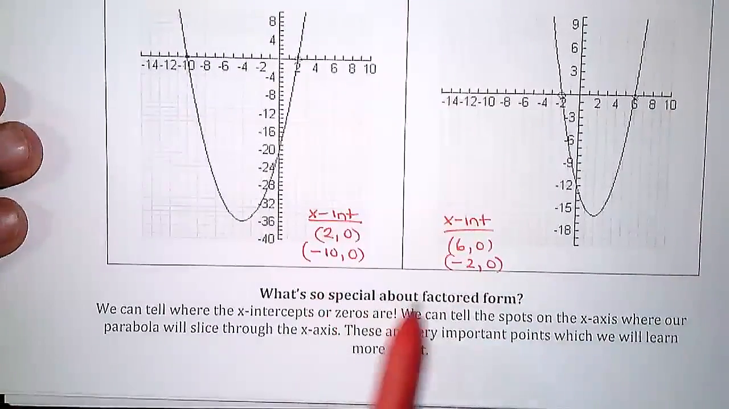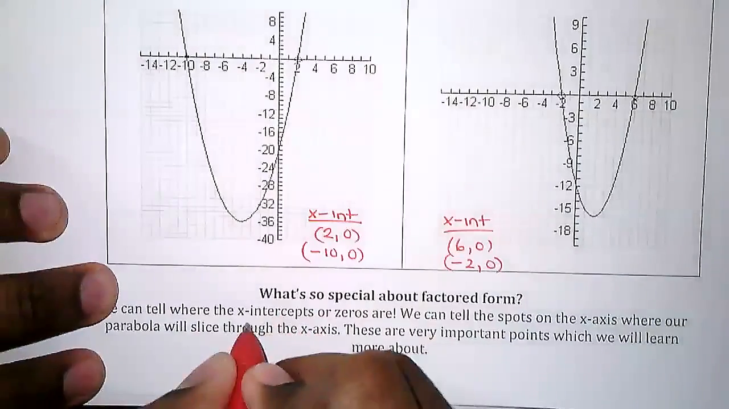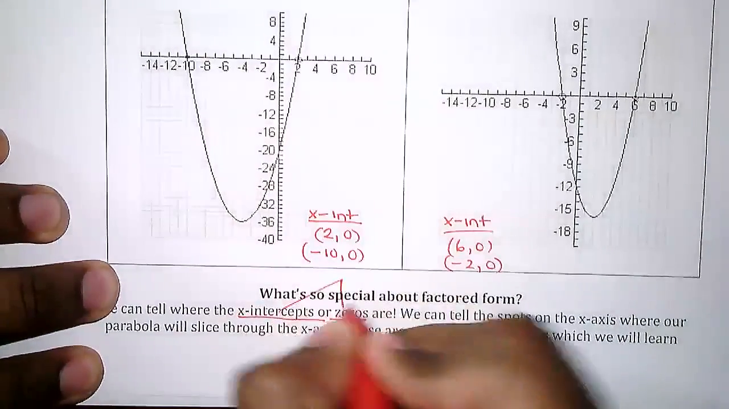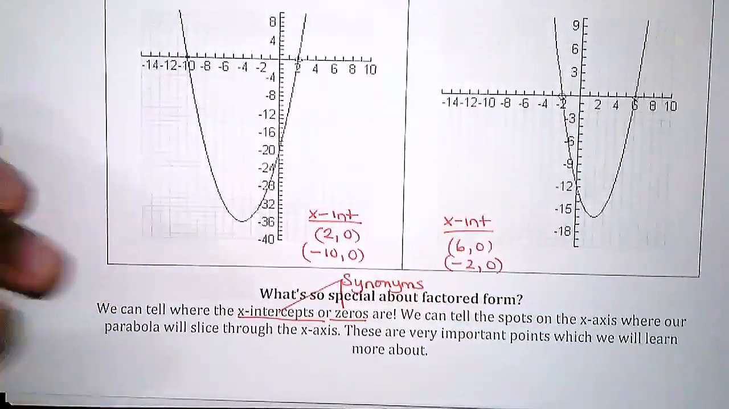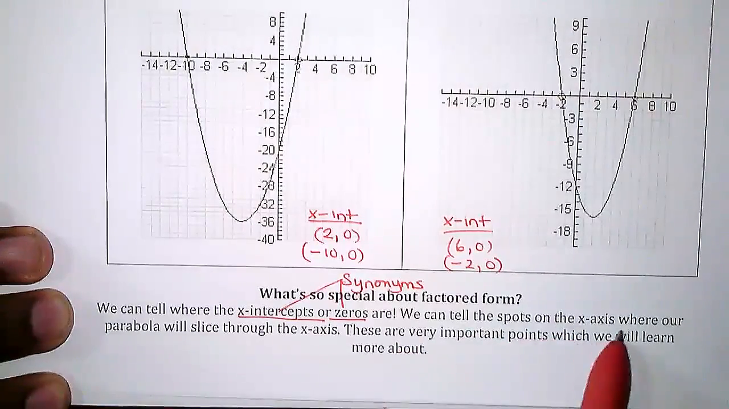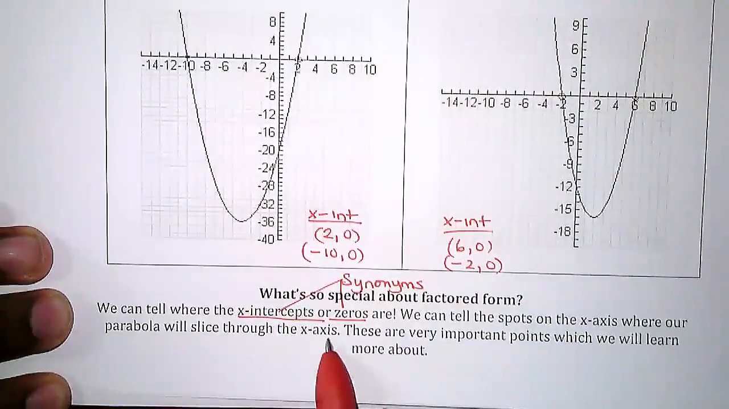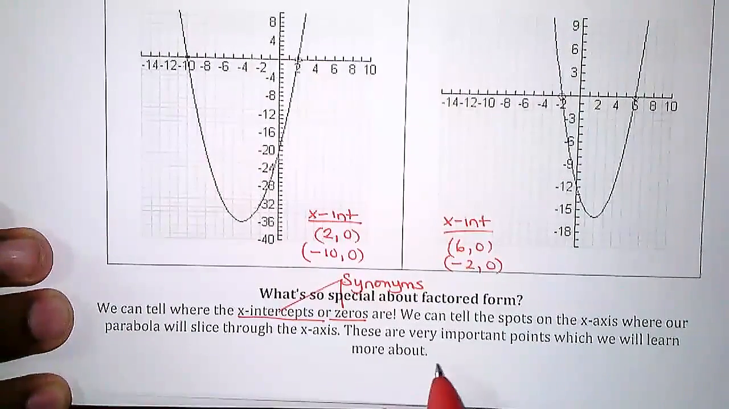So what's so special about factored form? Well, we can tell where the x-intercepts or zeros are. This is important. These are synonyms. So they mean the exact same thing. If I ask you for an x-intercept or if I ask you for a 0, essentially you're finding the values of x where the function crosses the x-axis. So we can easily tell the spots on the x-axis where a parabola will slice through the x-axis. These are very important points which we'll learn more about later.